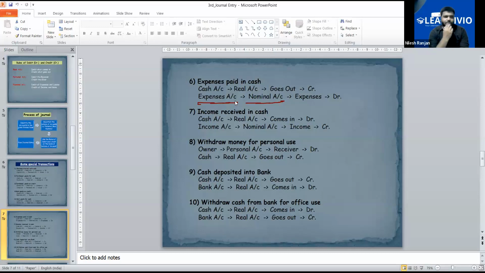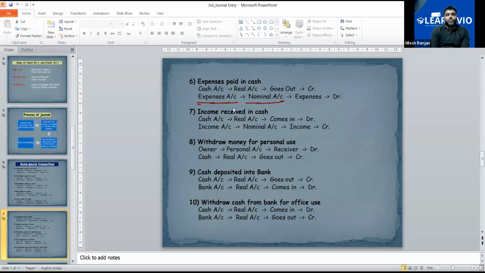In nominal account, debit all expenses and losses, and credit all income and gains. Yes.